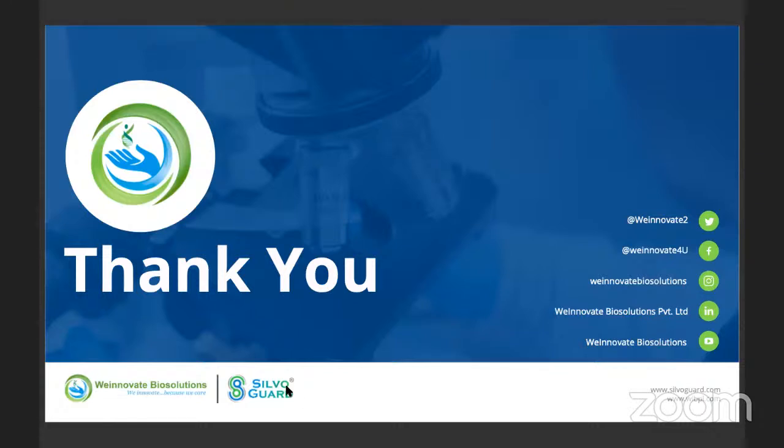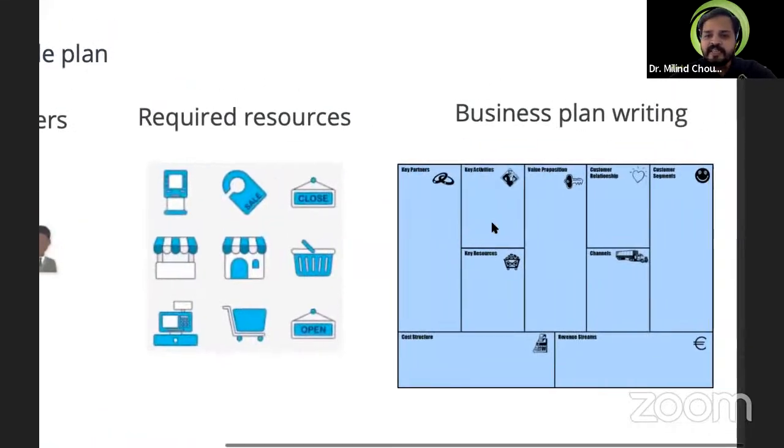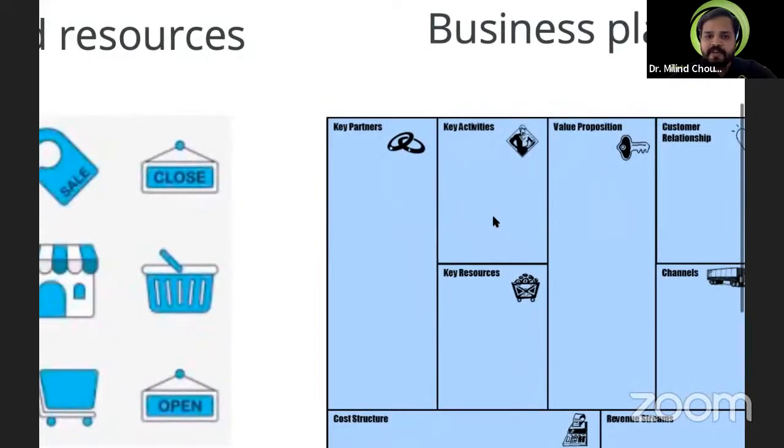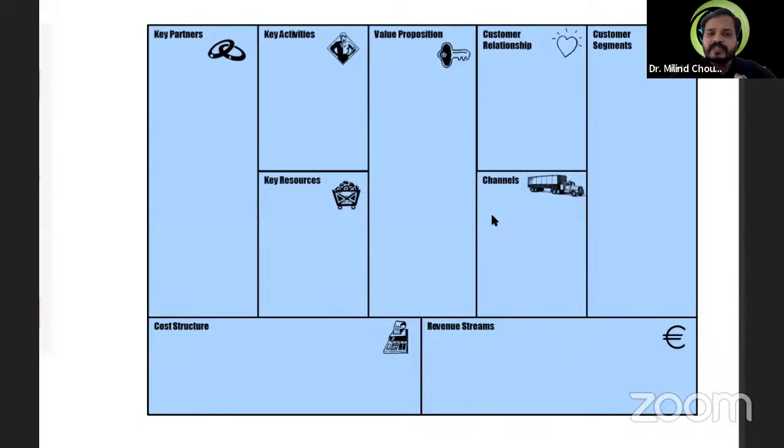Now, there was one request: if you could enlarge and show the business plan proposal part, the canvas that you talked about. I think if you Google business plan canvas, it is available everywhere. Yeah, we can see that now. So it talks about, as I told you, the stakeholders, the resources, the cost structure, the revenue stream, that means the profits, who is going to pay you, your customers, the customer segmentation of the market, who is your exact customer.